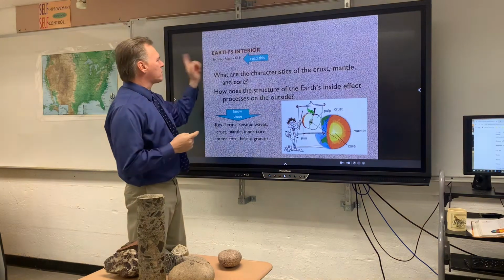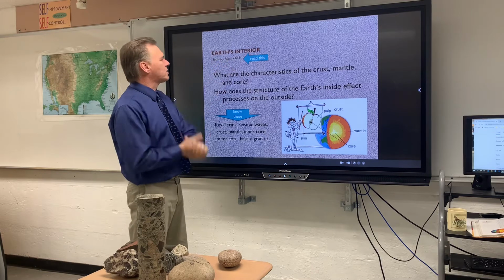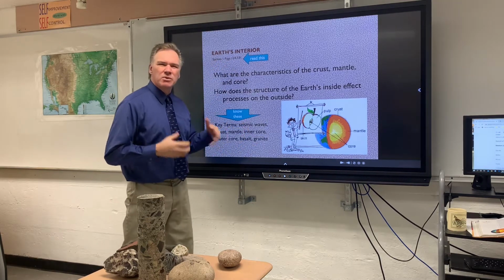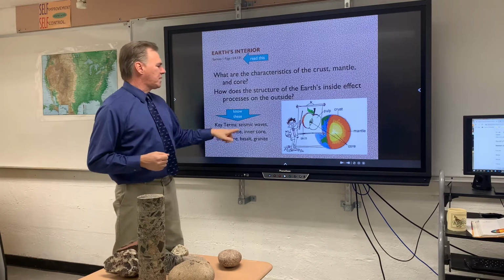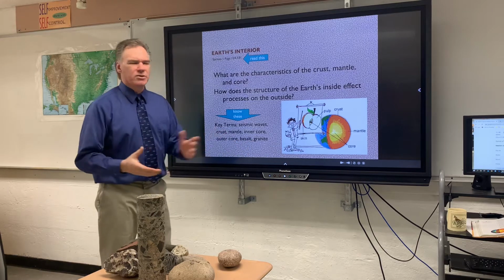To start off with, we're going to learn about the Earth's interior. Today, I would like you to read pages 124 to 131. Be looking for these key terms: seismic waves, which are also earthquake waves, crust, the mantle, the inner core, the outer core, and then two rocks, basalt and granite. Maybe those are new terms.